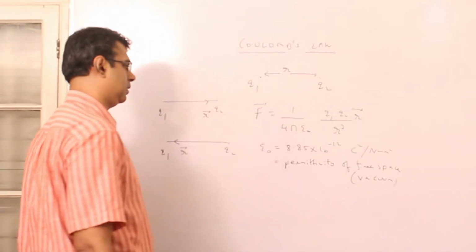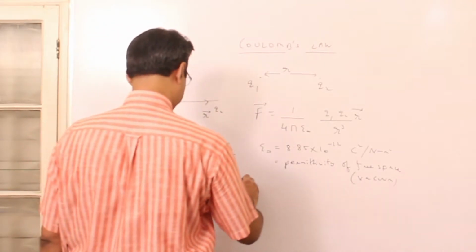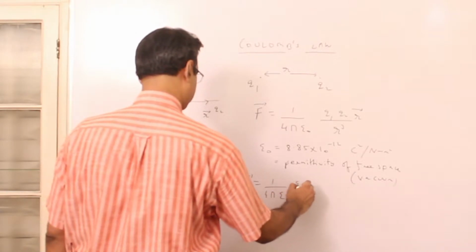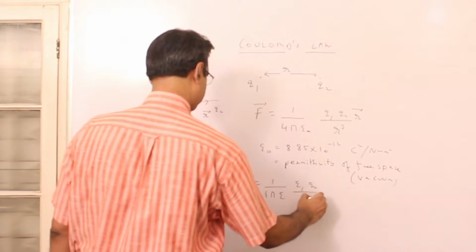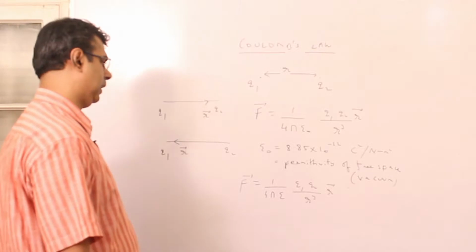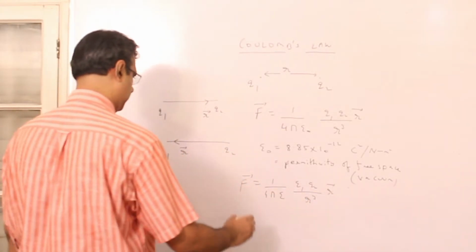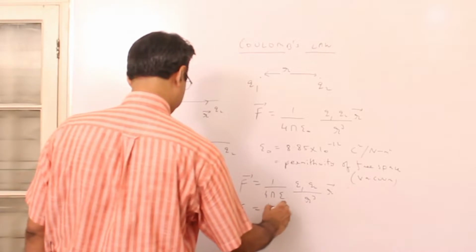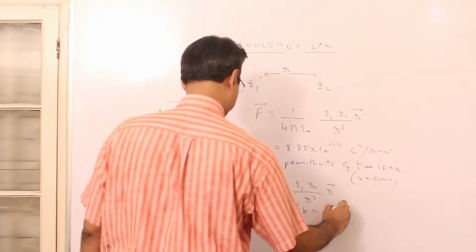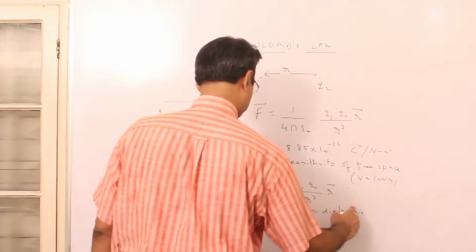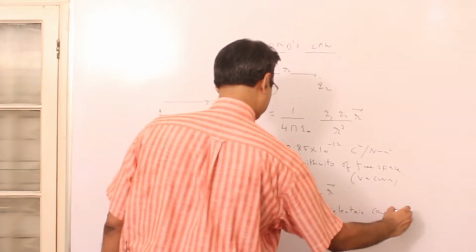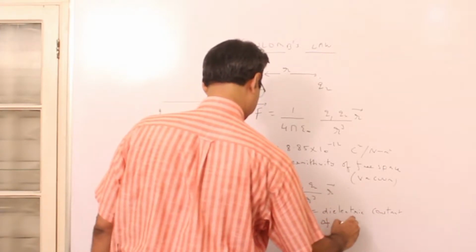Now suppose these two charges are not in vacuum. In that case, the formula will become one by 4 pi epsilon Q1 Q2 by R cube into vector R, and here epsilon is K times epsilon naught, where K is called the dielectric constant of the medium.